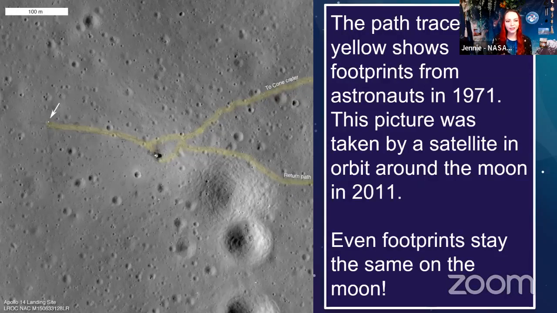So the moon is a very interesting place for craters, because when things leave an impact on the moon, even something as small as footprints, nothing happens to them. Those craters don't go anywhere. Even footprints from people walking on the moon are still there today. And that's because the moon doesn't have all of the same processes that the Earth has.